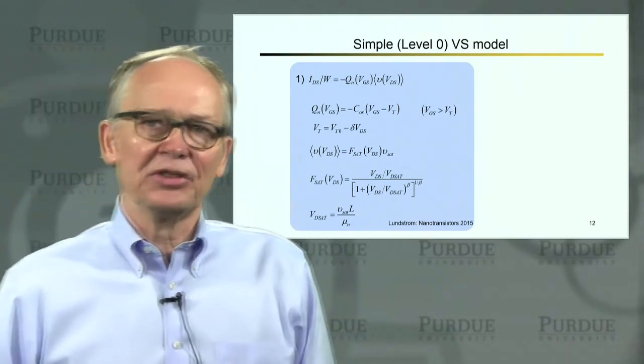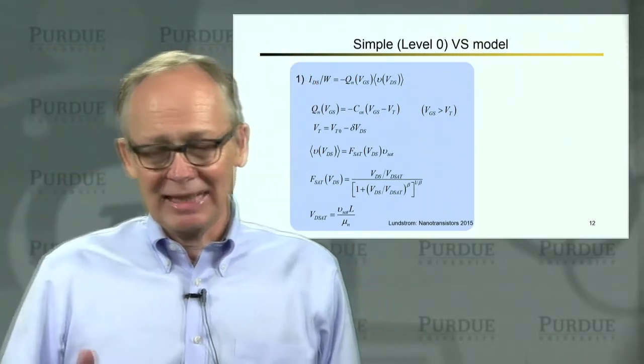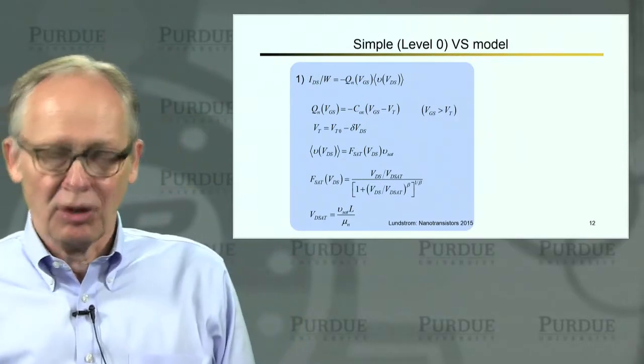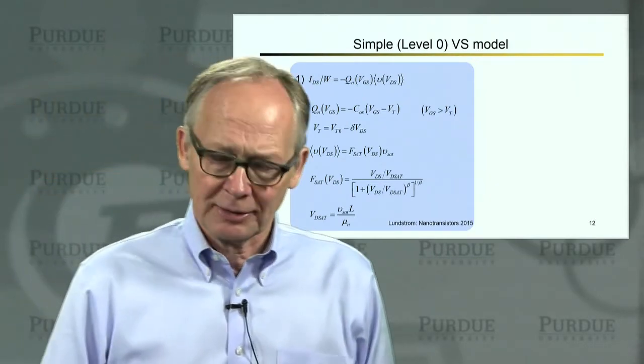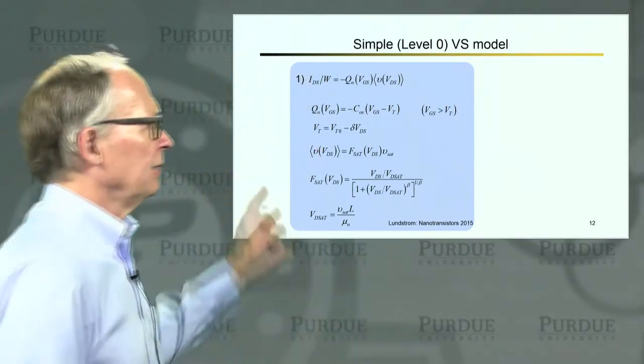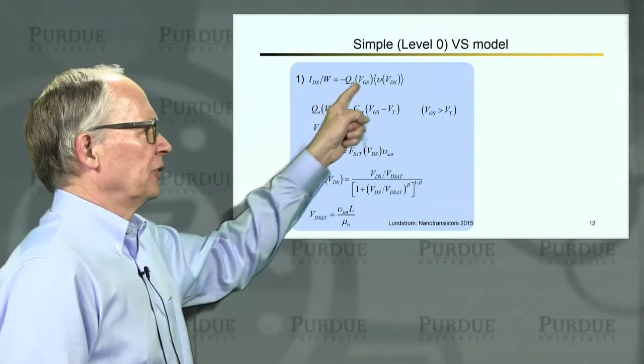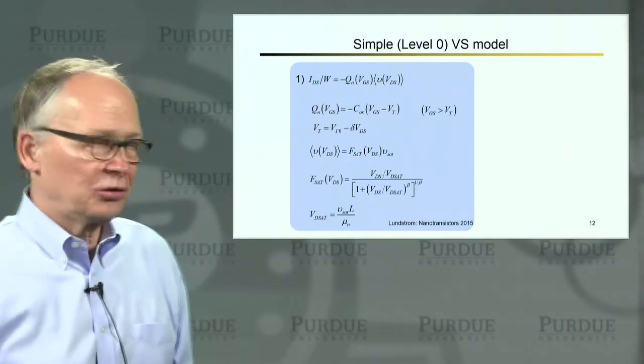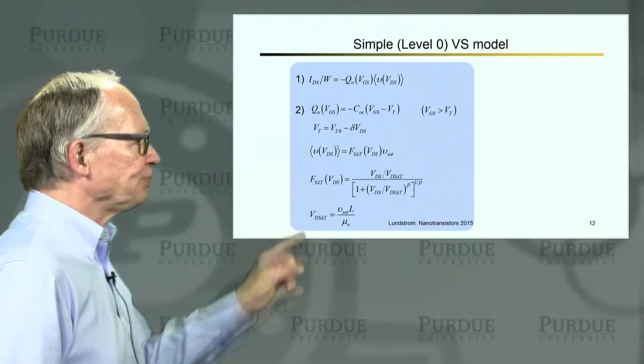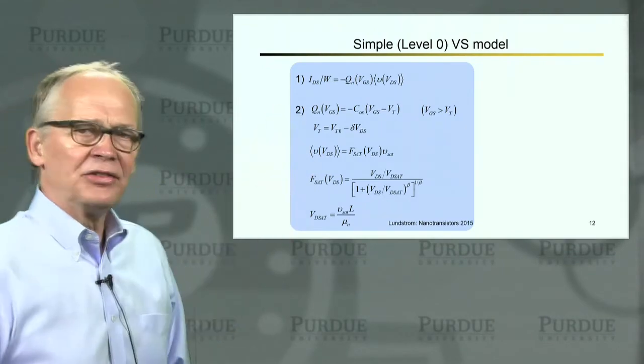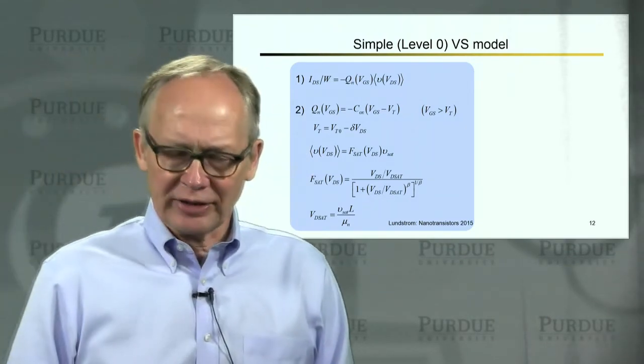I'm calling it level 0. It's actually too simple, but as we go through the course, we'll evolve it into a really quite good model. So the model expresses current as charge times velocity. That's always true. No approximation there. We use a very simple description of charge versus gate voltage.